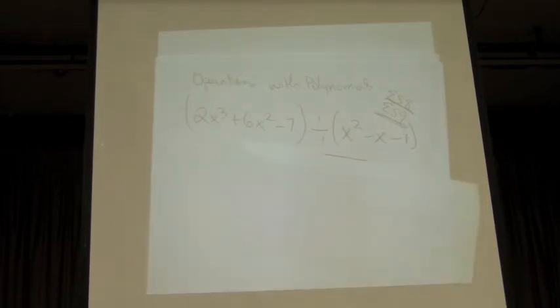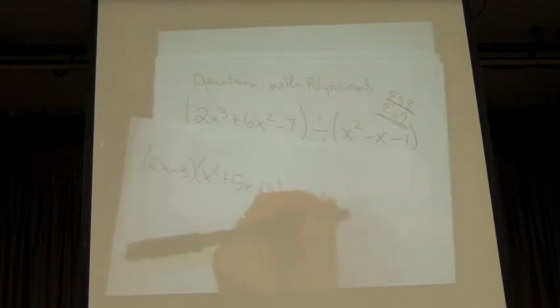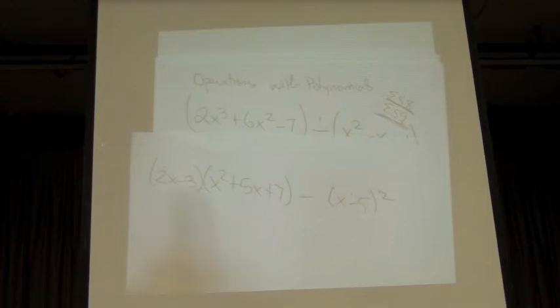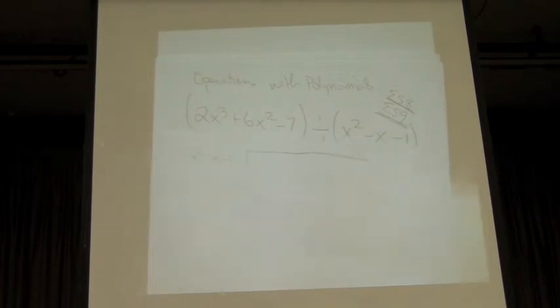Operations with polynomials. Can you do 2x minus 3 times x squared plus 5x plus 7 minus x minus 5 quantity squared or something, right? It's just operations. Multiply, multiply, subtract. It almost reminds you of functions, okay? That's very easy. If students are struggling with this standard, they're struggling because of the long division. Okay, so let's do it.